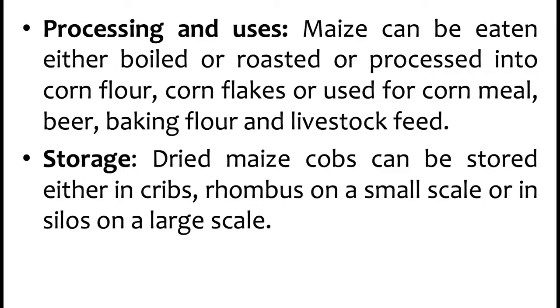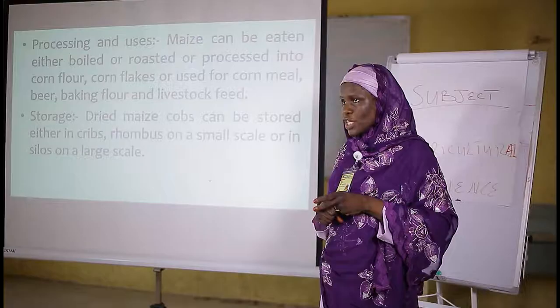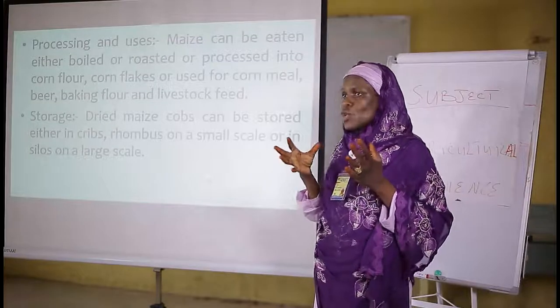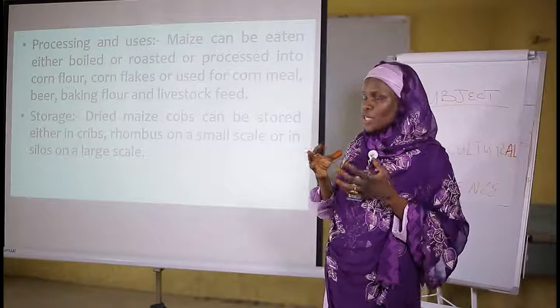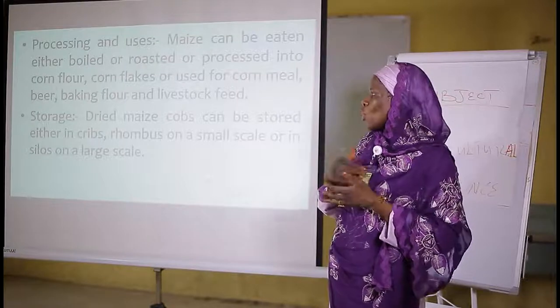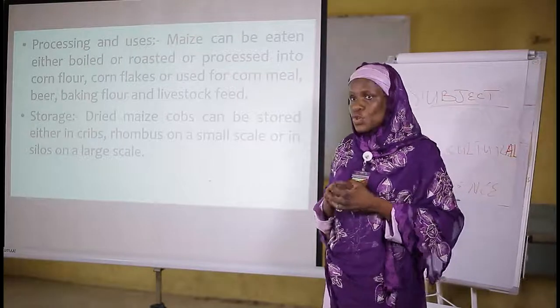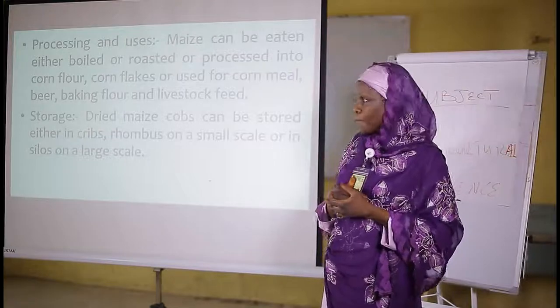Storage. Dried maize cob can be stored either in cribs or rumbus on a small scale, or in silos on a large scale. When it is on a large scale, you can store it in silos. And when it is on a small scale, you can use your rumbus or cribs to store the maize grain.